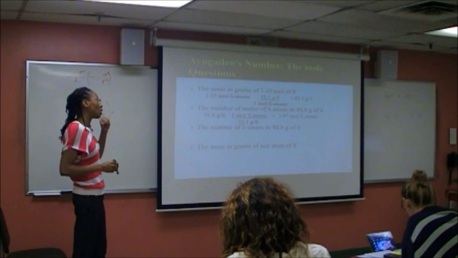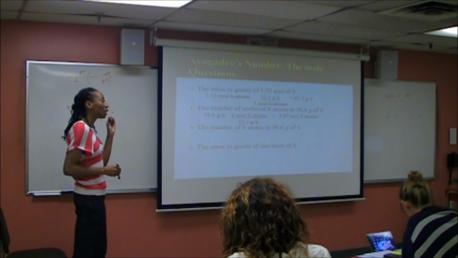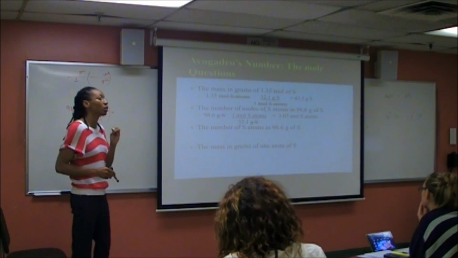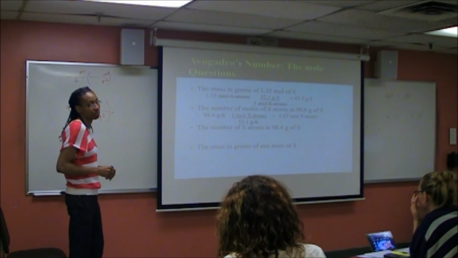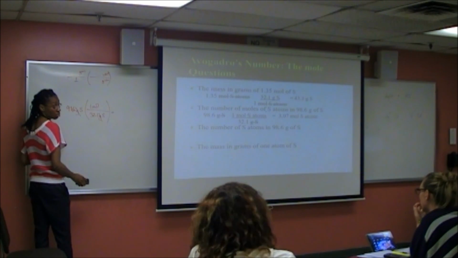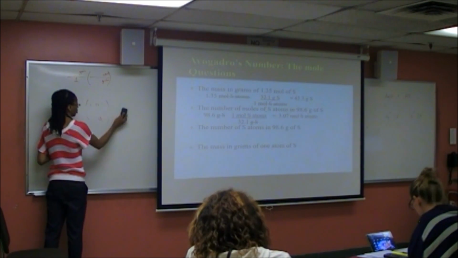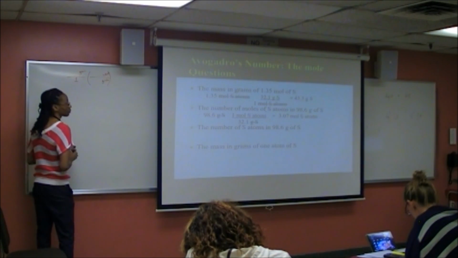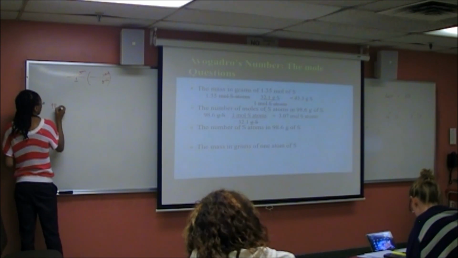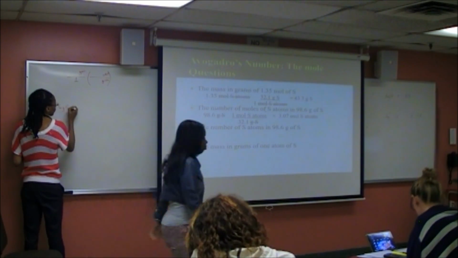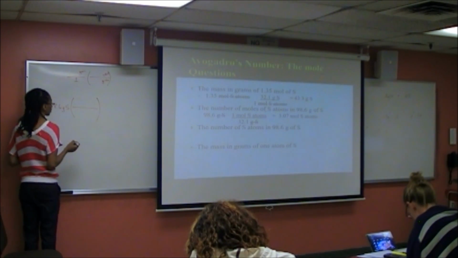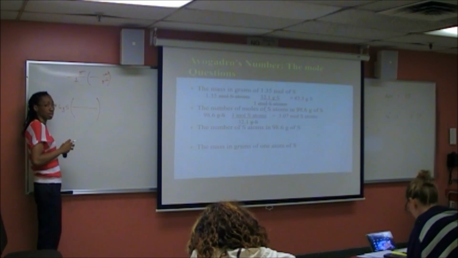So now I want you to calculate the number of sulfur atoms in 98.6 grams of sulfur. So it's 3.07 times Avogadro's number. Let's set it up. Okay, let's start from the top. 98.6 grams of sulfur, and 1 atom at the top, since that's what we're finding.